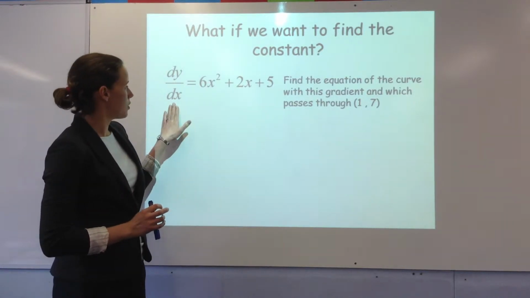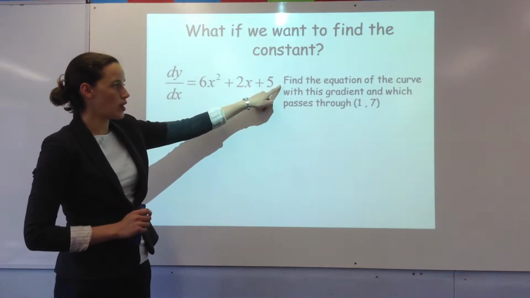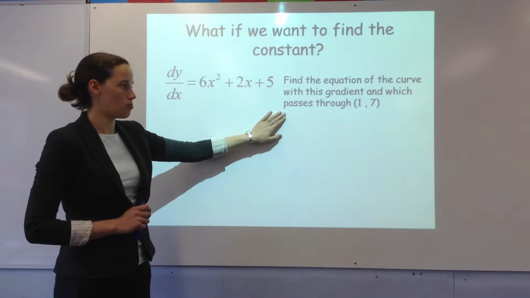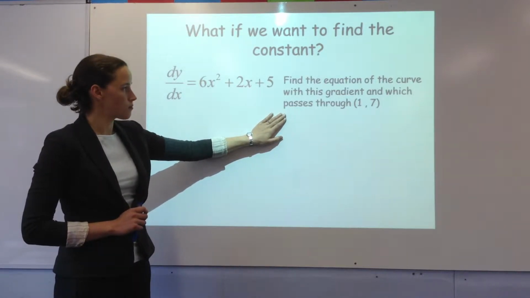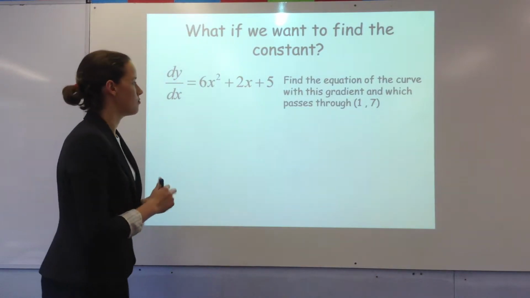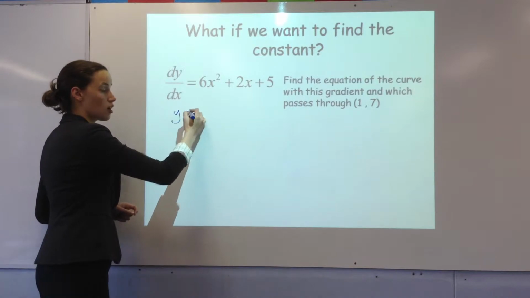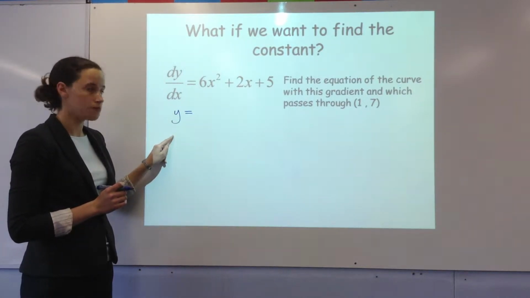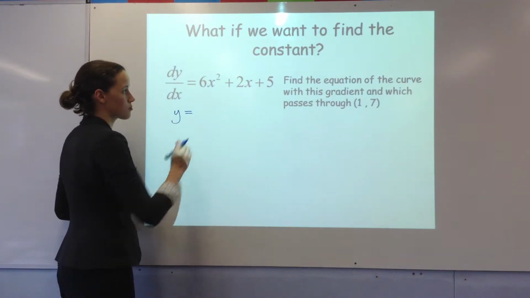So if we have a differential equation like this, find the equation of the curve with this gradient and which passes through the point 1, 7, and that's our extra bit of information. So we've got our differential equation here. We know that to find out what the equation of the curve is, we need to integrate it to find out what y is. So we'll integrate each term in turn.